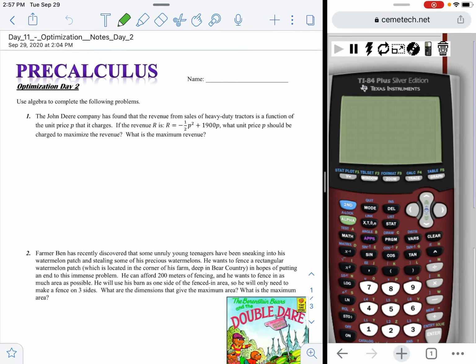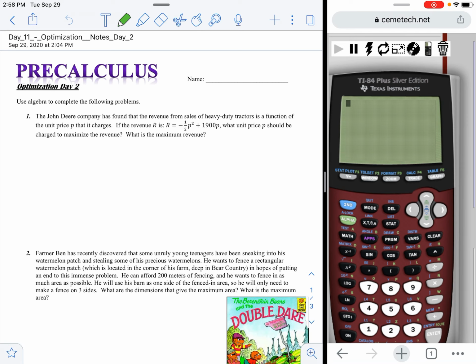All right, so optimization day 2. What we're going to do in these notes is really just practice. It's 4 practice problems, just like the 4 problems that we did in day 1. Directions: use algebra to complete the following problems. So we're saying don't use the graphing function on your graphing calculator.